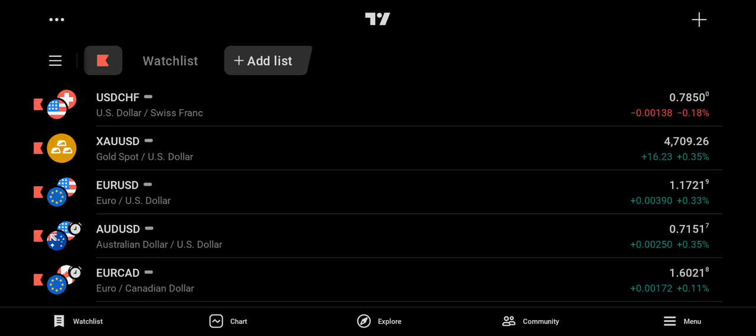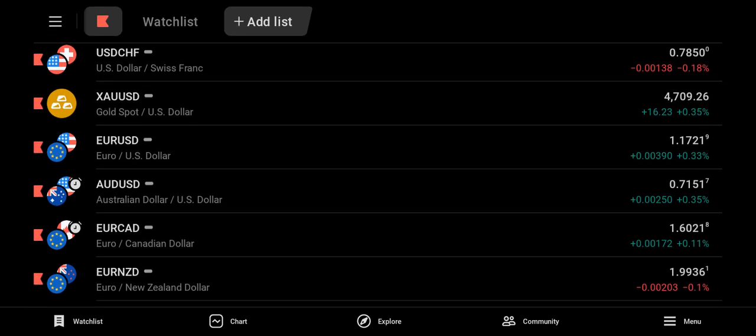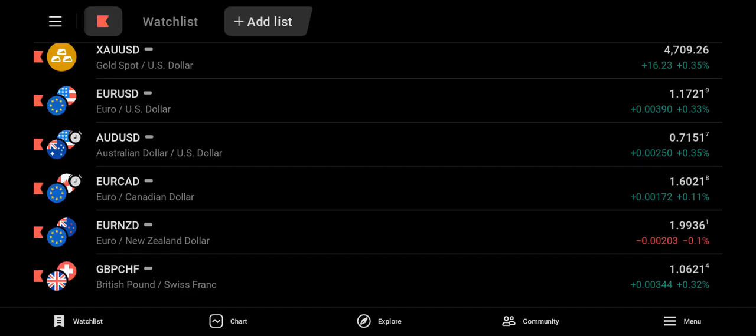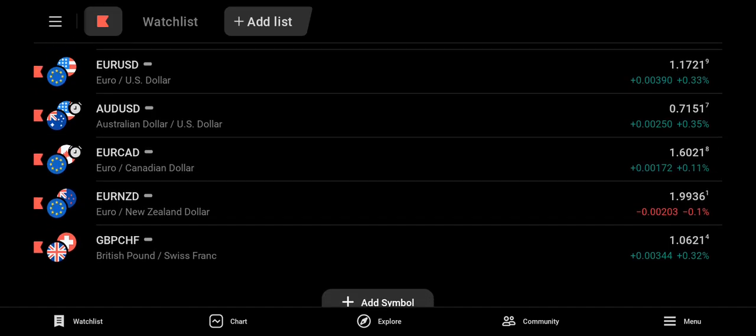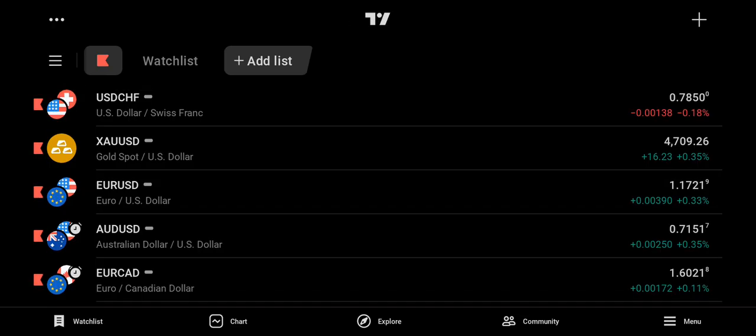Good morning. These are the trade ideas for this week. My first pair will be USD CHF, second gold, third Euro USD, AED USD, Euro CAD, Euro NZD, and GBP CHF. So let's start with USD CHF.